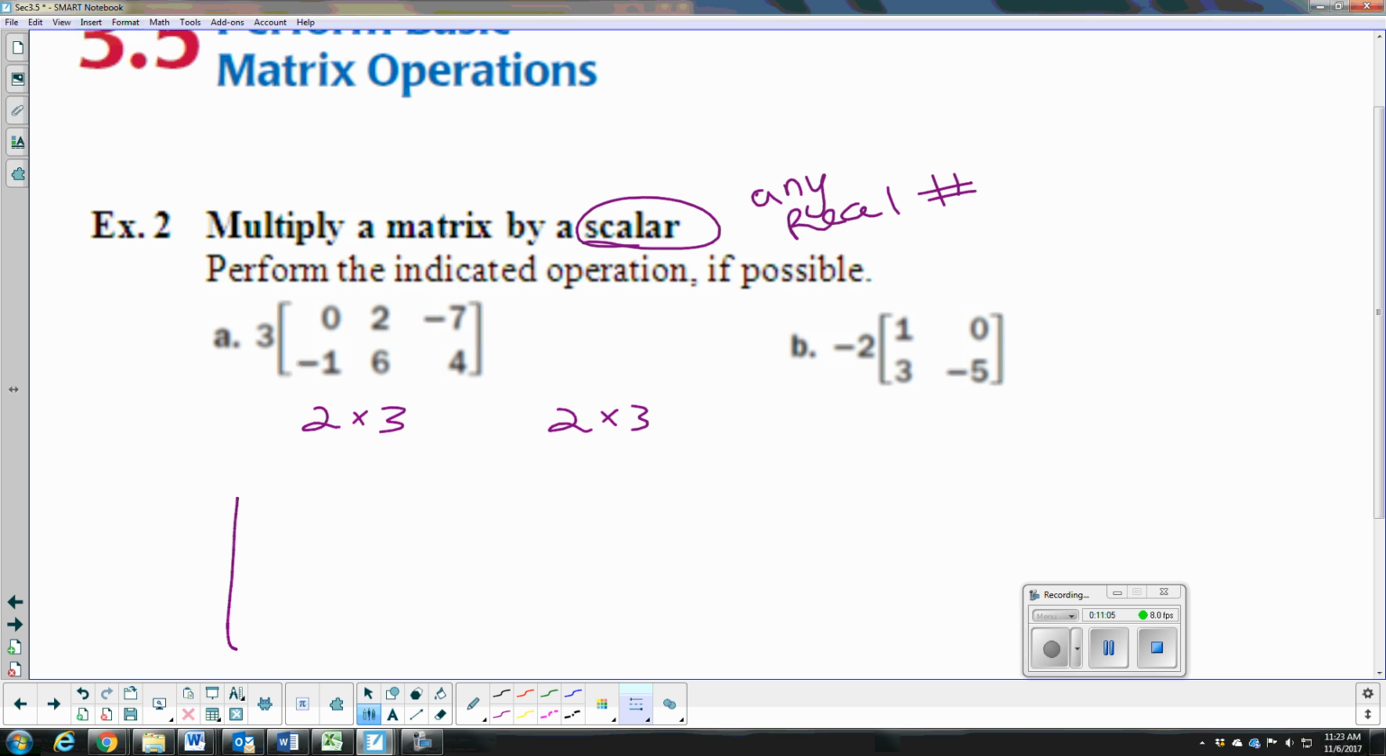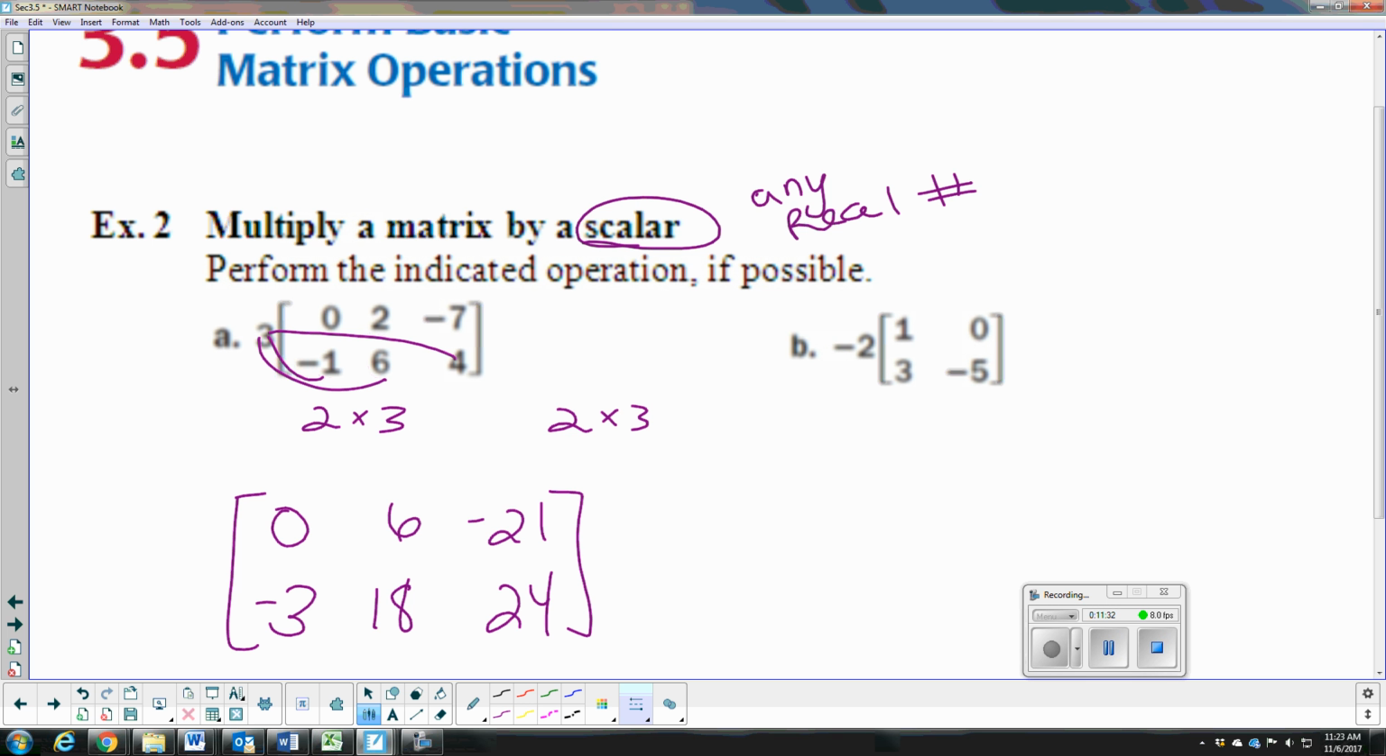Okay, so let's multiply each element in our matrix by that scalar. 3 times 0 is 0. 3 times 2 is 6. 3 times -7 is -21. We're going to do the same thing with the second row. 3 times -1, 3 times 6, and 3 times 4. So our new matrix has the same dimensions. Okay, and you can do letter B on your own. So pause the video while you work, and you can unpause for the solution.